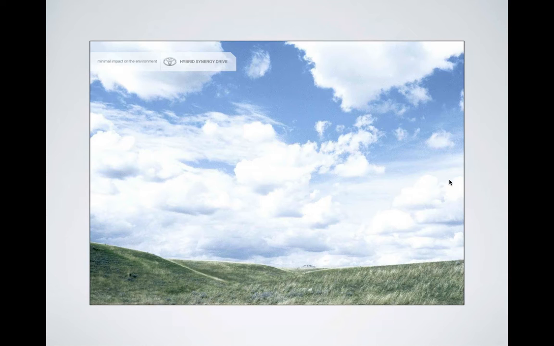What would be the dominant element? Perhaps the green of the hills, the environment, and then from there you might notice the Hybrid Synergy Drive logo up here, and really the car becomes pretty much at the subordinate level as far as the visual hierarchy goes. So the idea is that this is very deliberate.